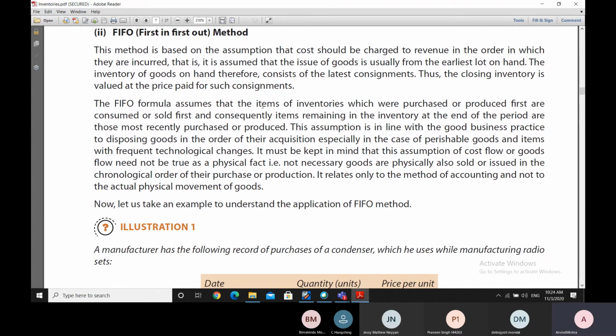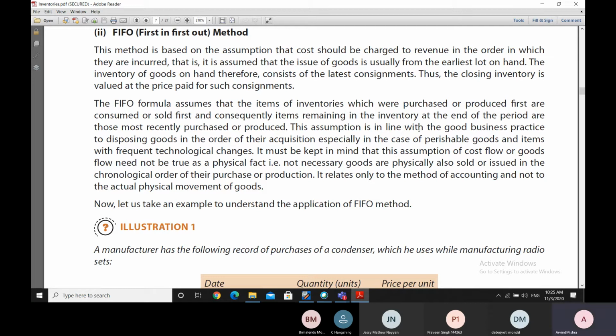The FIFO formula assumes that the items of inventories which were purchased or produced first are the ones which are consumed or sold first. The effect is that the items remaining in the inventory at the end of the period are those most recently purchased or produced. So whatever items are in the inventory, we value them on the latest bill or the latest purchase.